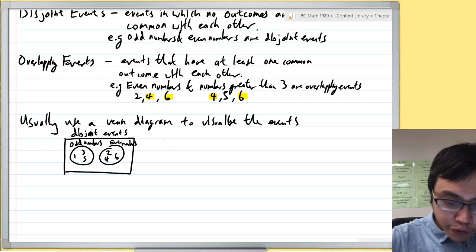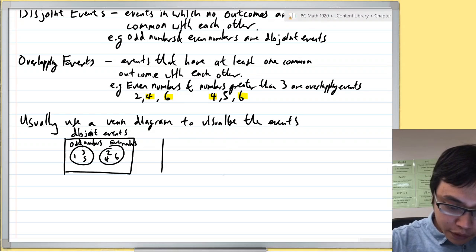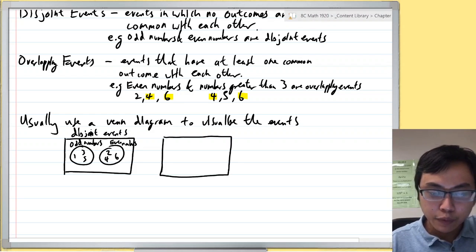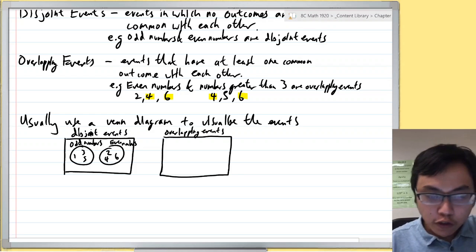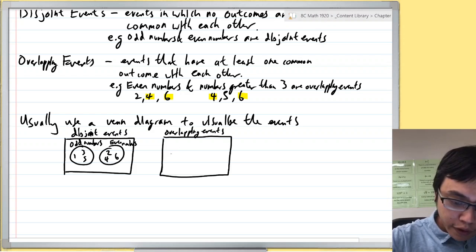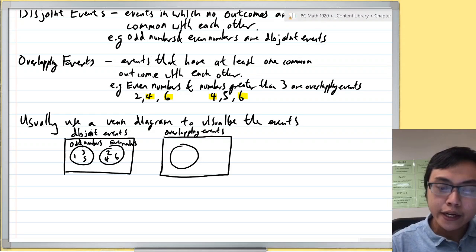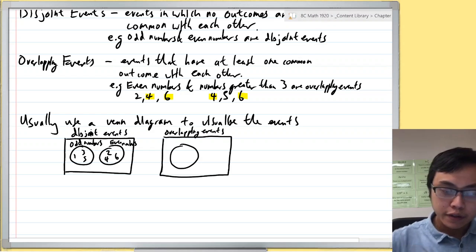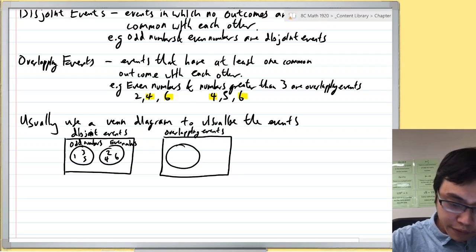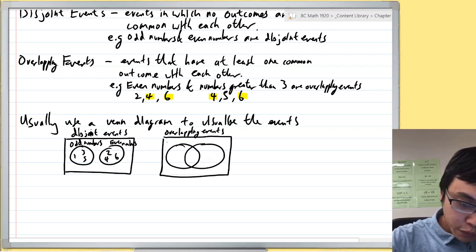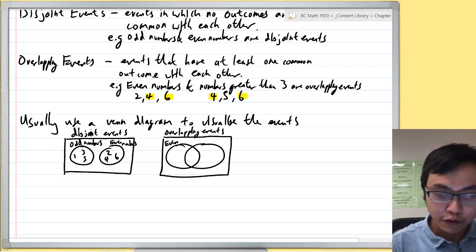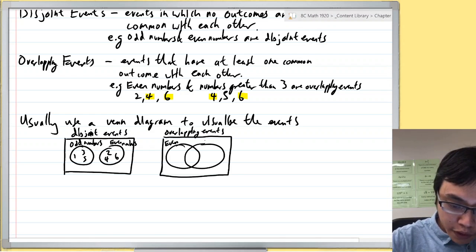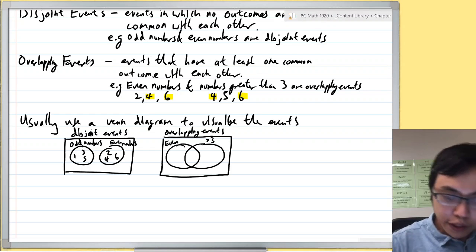And then for another example, I can use the same example as a while ago, even numbers and numbers greater than 3. These are going to be overlapping events. Let me draw this slightly bigger like this. Here we have even numbers. I'm just going to write even, because I ran out of space. And over here, I'm going to put greater than 3.